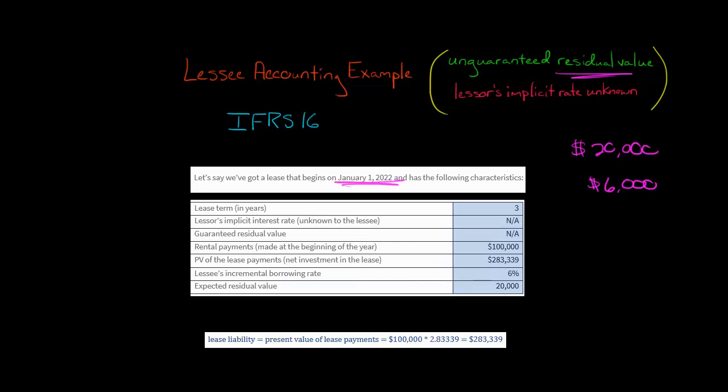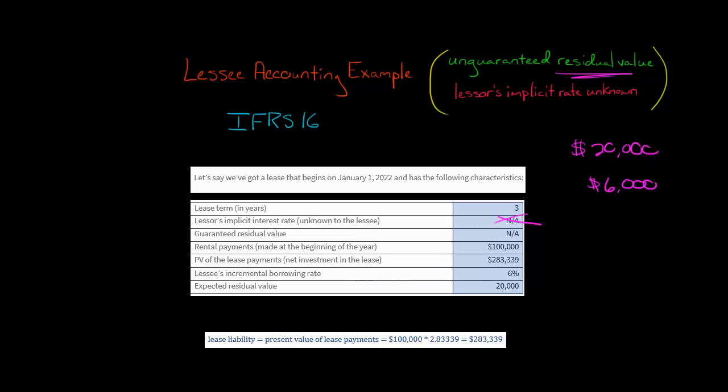So we're going to assume that the lease begins January 1st, 2022. The first payment is also made that day. It's a 3-year lease. Okay, the lessor's implicit interest rate is unknown to the lessee, and so we can't use that as the discount rate. What are we going to use instead? The lessee's incremental borrowing rate, which in this example is 6%. So we're going to use 6% for all the discounting related to the present value calculations.